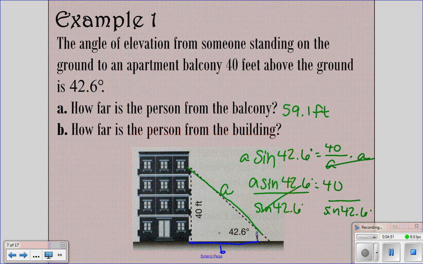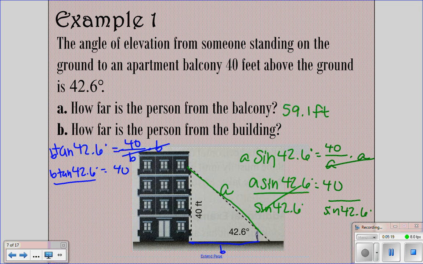And so on this one, we have the opposite and we have the adjacent, which means we're going to have to use tangent. So the tangent of 42.6 is going to be opposite, which is 40, and then over adjacent, which is b. So we multiply both sides by b, and we have b tangent of 42.6 equals 40.